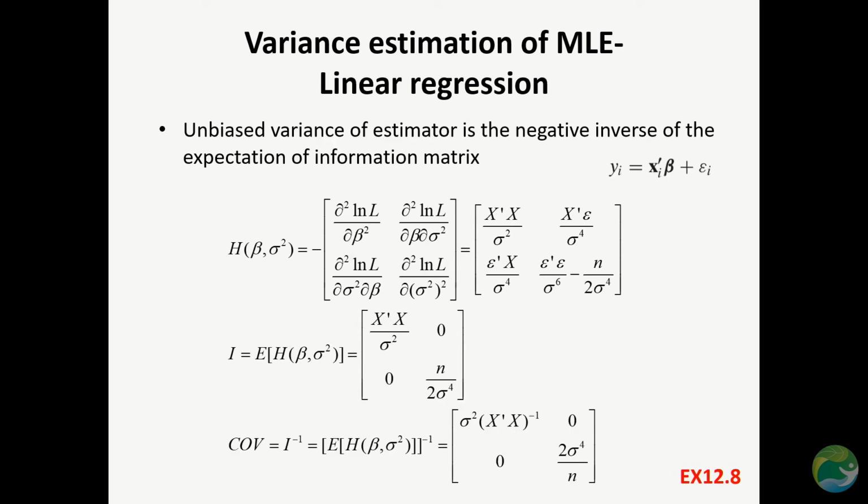So this is the example of the linear regression. So this is the analytical solution for the linear regression variance estimation based on the maximum likelihood definition. So we take the second derivative and then we take the expectation and then we do the inverse, and then we can have the analytical solution for the parameter uncertainty. All right.